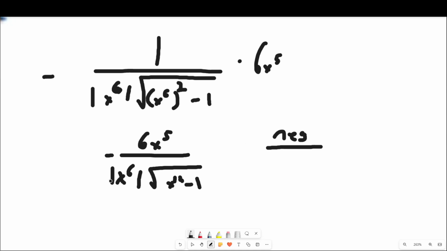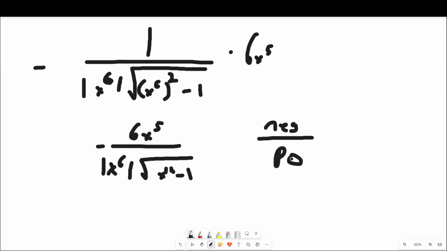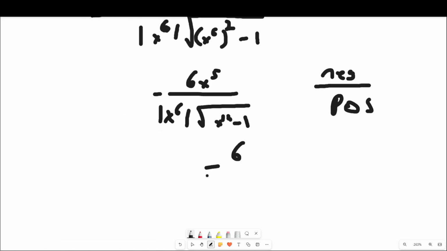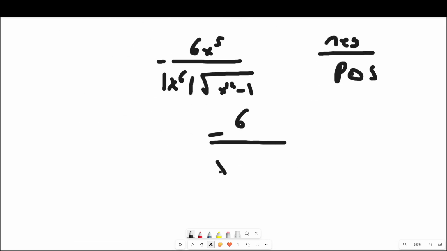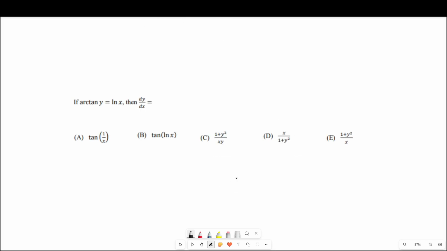And then our bottom function, our absolute value, is always going to stay positive. So we can simplify this to become negative 6 over x times the square root of x to the 12th minus 1. And that's going to be your answer for the first question.